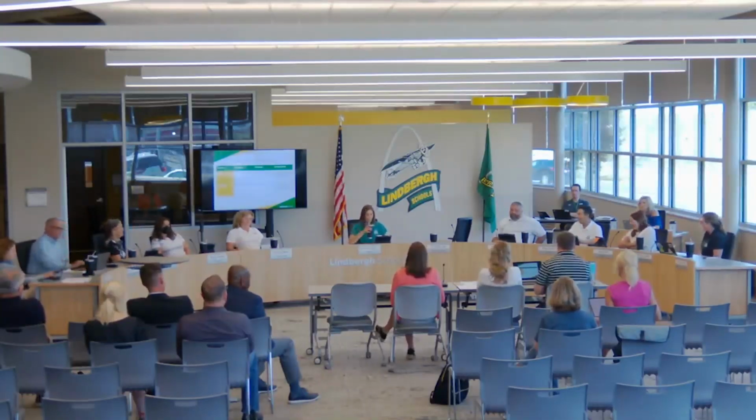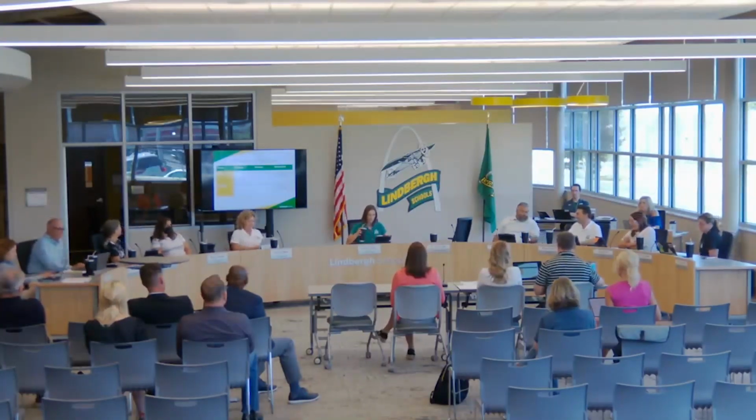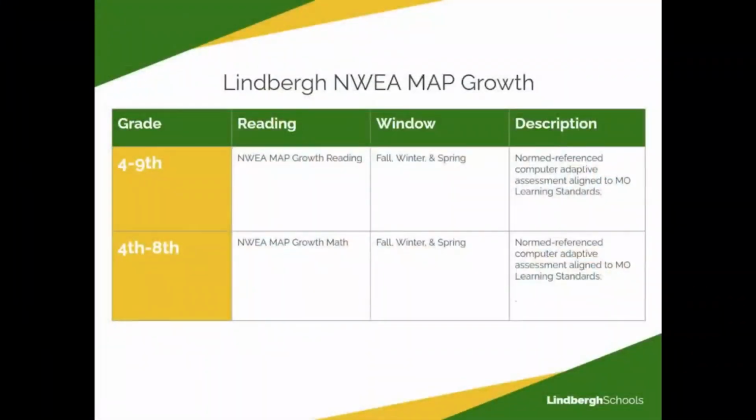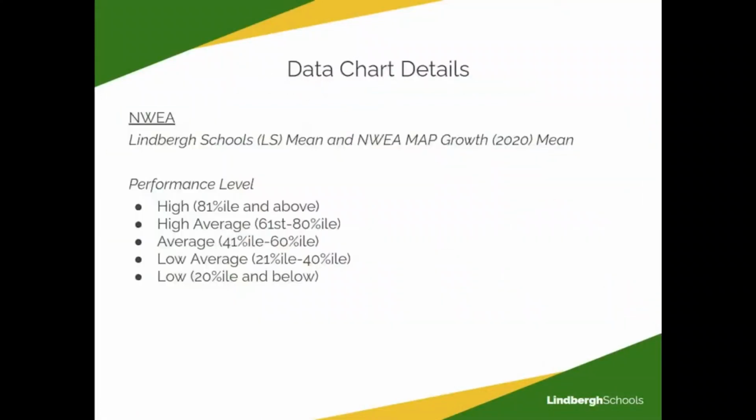So we have our NWEA data, so I'm going to talk about the 4th and 5th grade before we transition over to Dr. Zagora. I'm almost finished. I just have a few more slides. Next slide, Colin. This one is a little different, it's broken into quintiles. Our goal is to be in the top 3 quintiles, so in the average, high average, or the high, and stay out of the low average and the low.